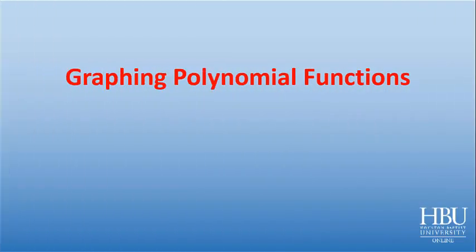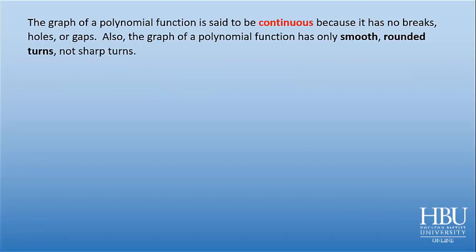Hello. Today we want to discuss briefly some of the main features of the graphs of polynomial functions. The graph of a polynomial function is said to be continuous because it has no breaks, holes, or gaps. Also, the graph of a polynomial function has only smooth, rounded turns, not sharp turns. Intuitively, what we mean by the concept of a continuous function is a function whose graph can be traced without lifting your pencil off the paper.